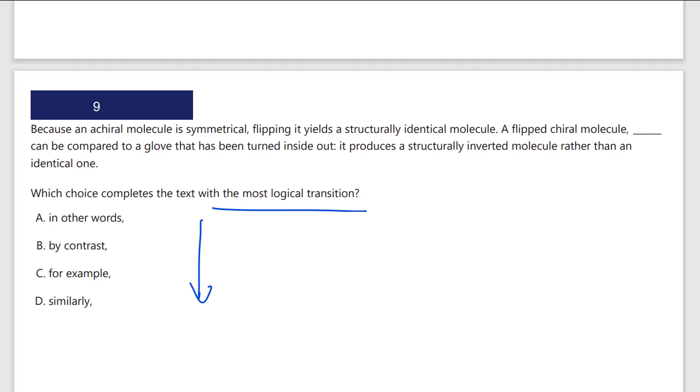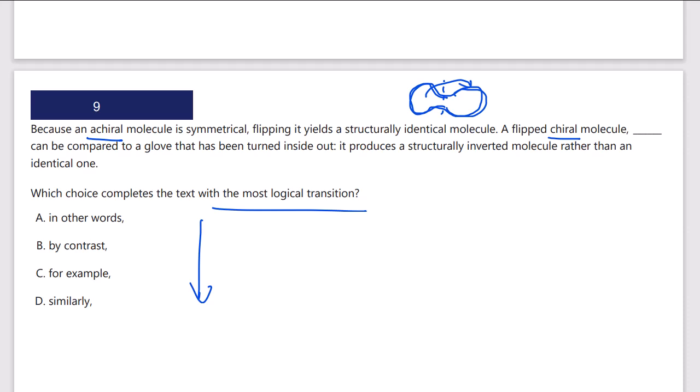Because a chiral molecule is symmetrical, flipping it yields a structurally identical molecule. So I don't know what that would look like, but let's suppose we have something that's symmetrical down the middle, and if we flip this over, we just get the same thing. That seems to be what's going on here. A flipped chiral molecule. This is not an achiral molecule, because I was concerned.